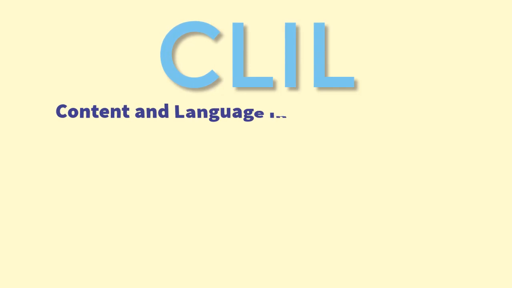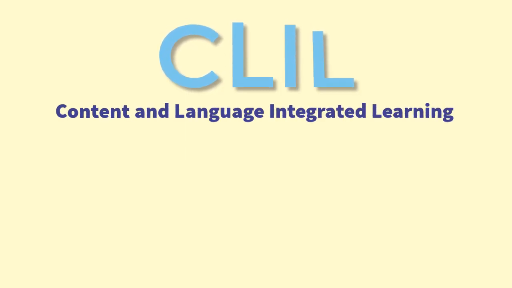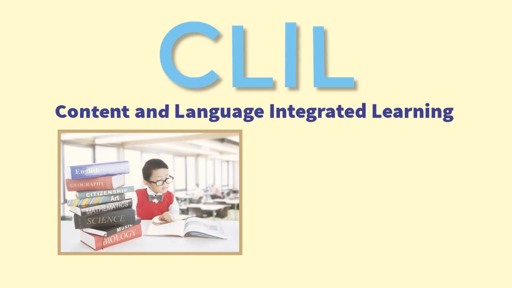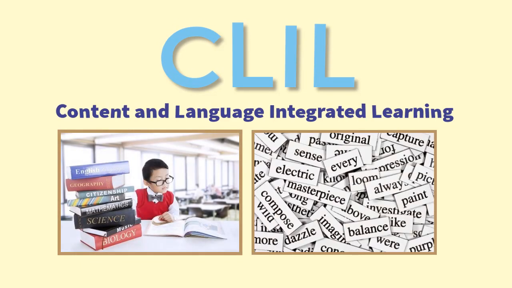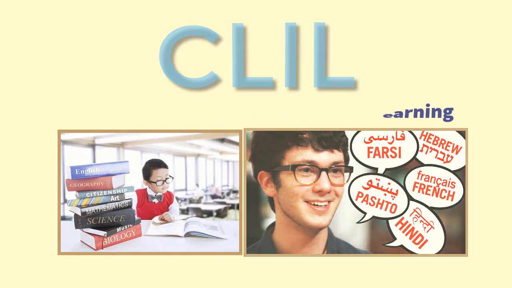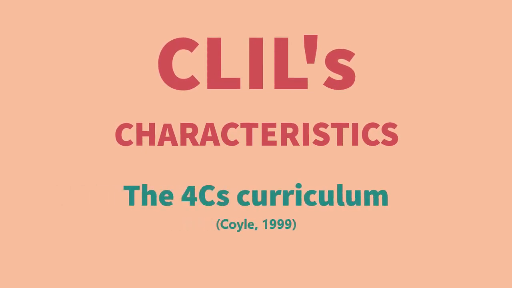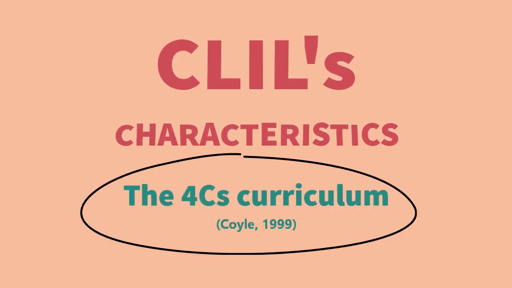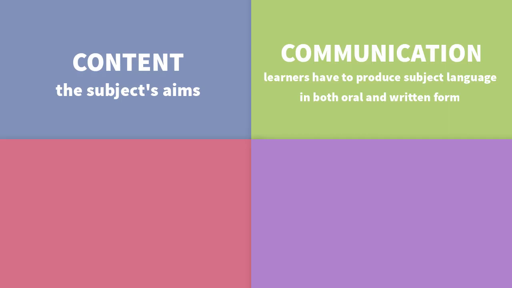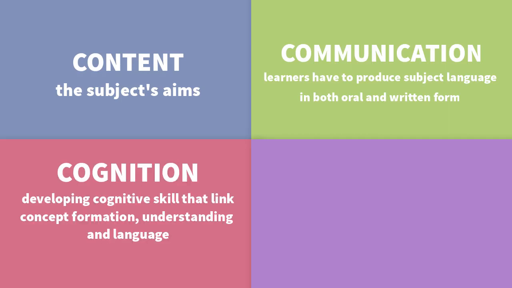CLIL stands for Content and Language Integrated Learning and refers to teaching subjects to students through a foreign language. While students are learning about the subject matter, they are also learning a new language alongside it. CLIL has four basic components, usually called the 4Cs curriculum, that combines four elements as follows: content, communication, cognition, culture.